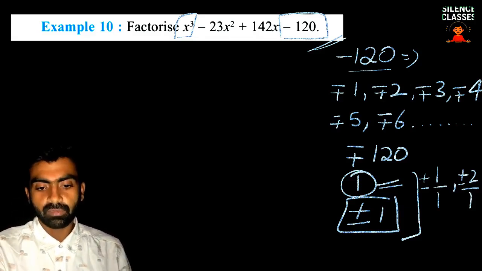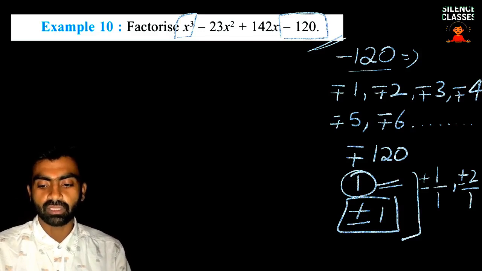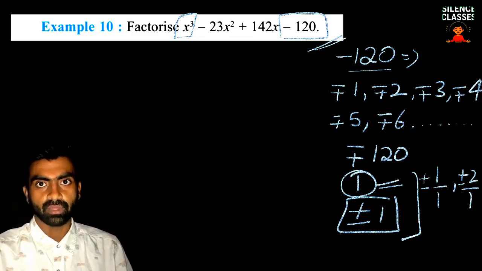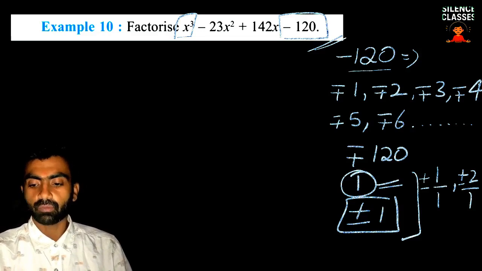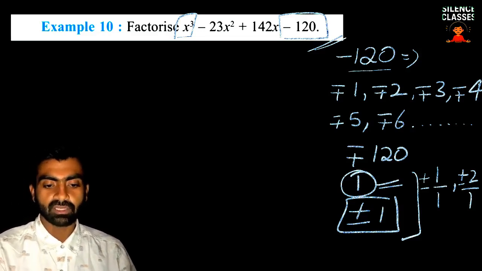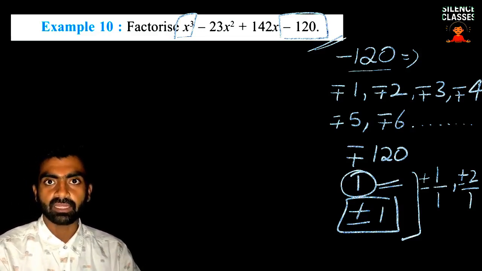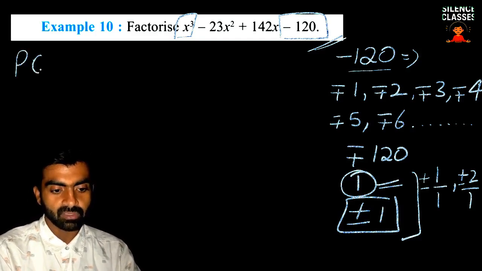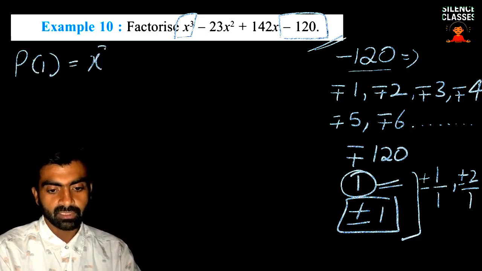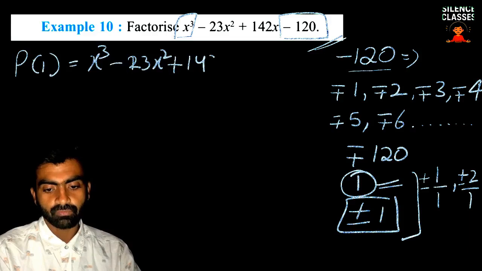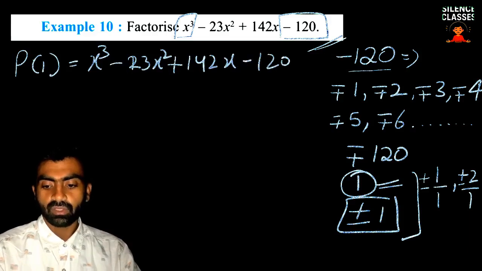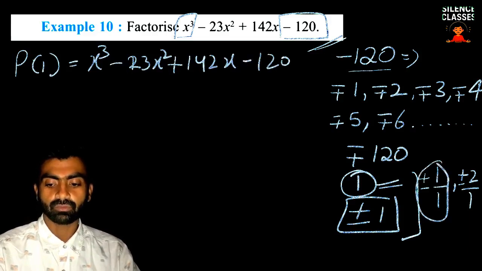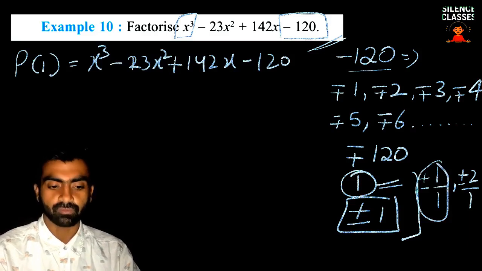In place of x, first of all we will write plus minus 1 upon 1. 1 upon 1 means 1, so in place of x we will write 1. So p(1) is equal to x cube minus 23x square plus 142x minus 120. I will first put in plus 1 and check whether it becomes 0 or not.